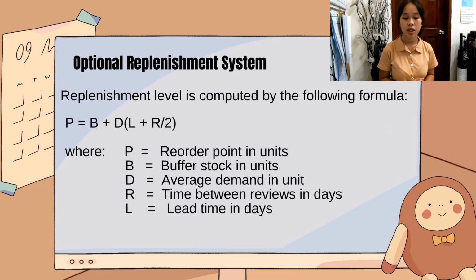Next is the optional replenishment system. This system represents a combination of the important control mechanisms of the other two systems described above. Reorder point is computed using the following equation: P equals B plus D times (L plus R) divided by 2, where P is the reorder point in units, B is buffer stock in units, D is average daily demand in units, L is lead time in days, and R is time between reviews in days.